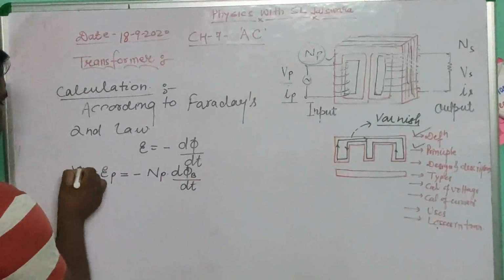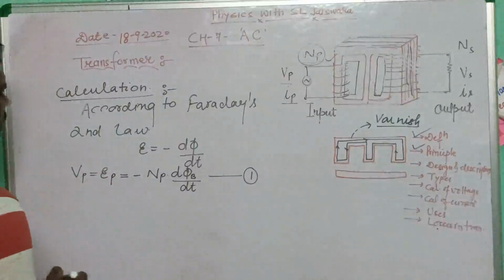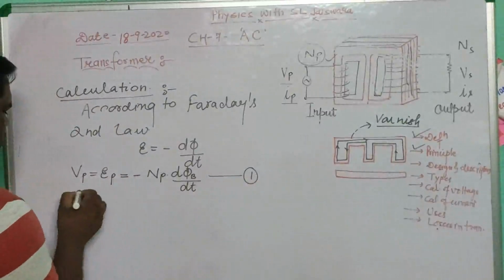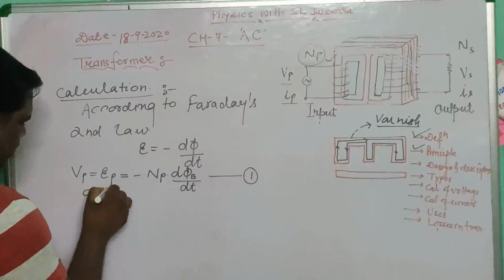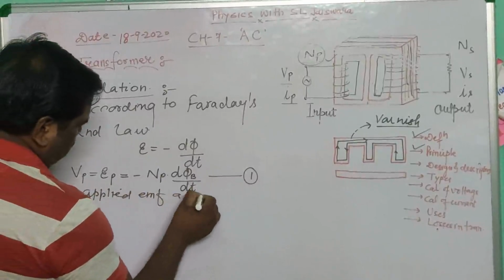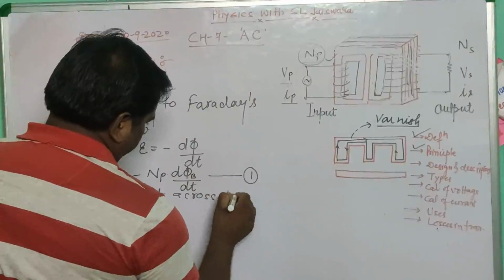Further it can be written as Vp. So suppose this is equation number 1. This equation shows the applied EMF across the primary coil.